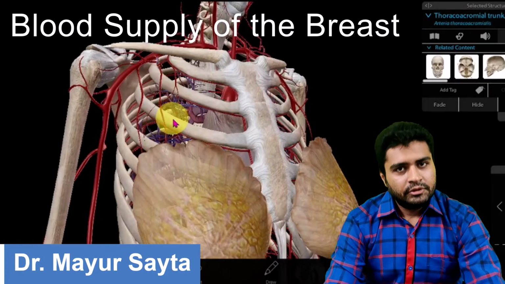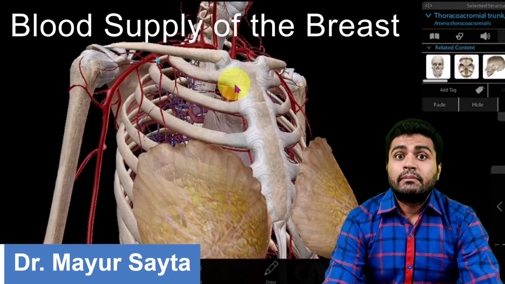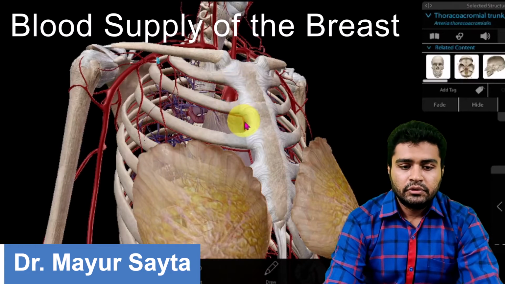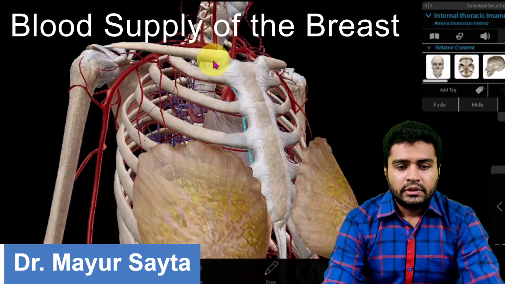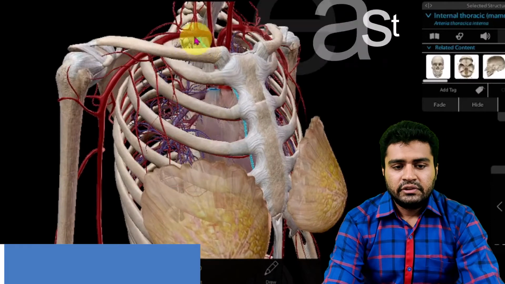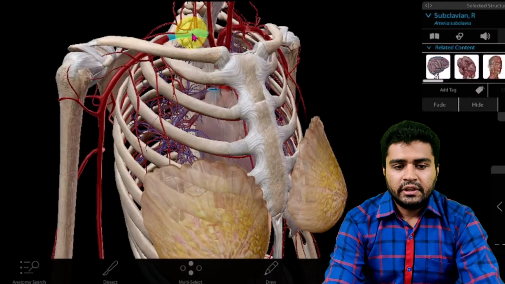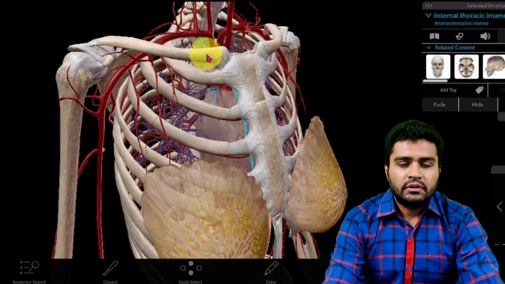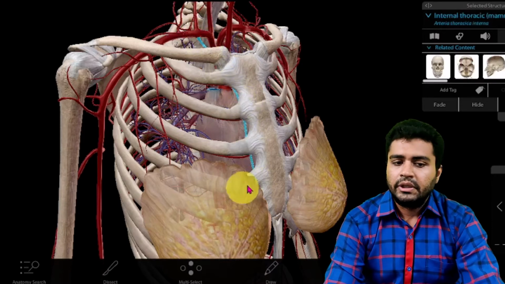Blood supply of the breast tissue. It is supplied by four main arteries. What are the names of those arteries? We will learn in the 3D software. This artery, which is a branch of the subclavian artery, passes just posterior to the clavicle, behind the sternum, and supplies the breast tissue.